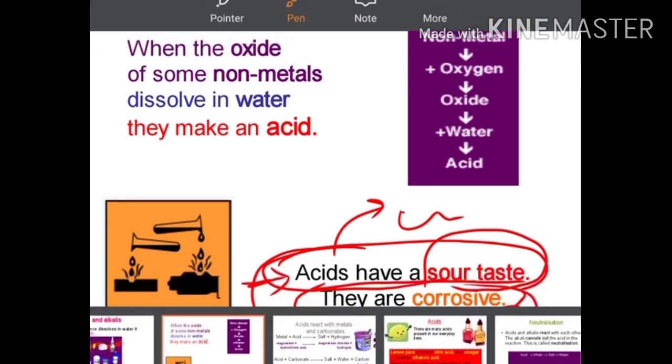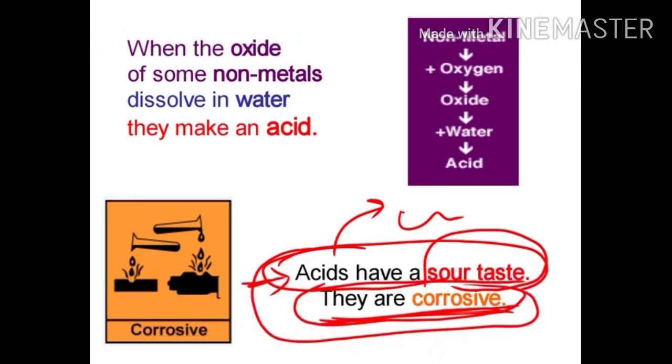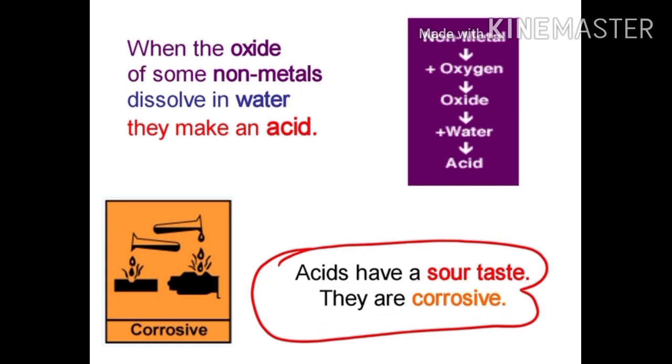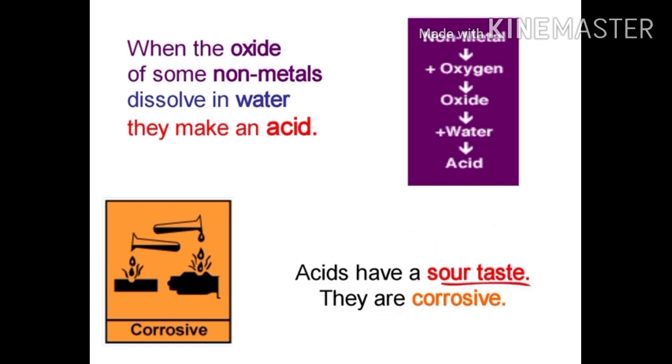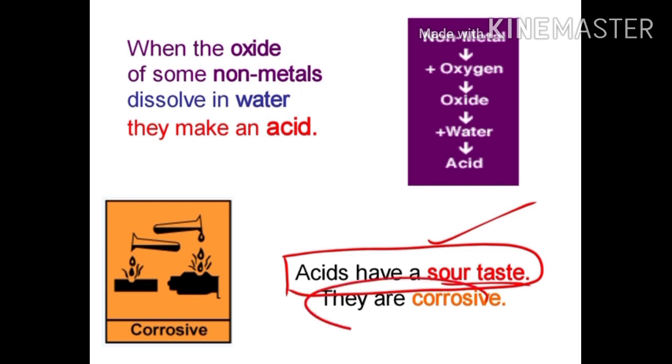So you can conclude that acids are sour in taste and they are corrosive in nature. One more thing: you may say that acids are sour in taste, that is okay, but are all acids corrosive? Definitely not. If the acids are in more concentration, the concentrated acids are corrosive, the dilute acids are not at all corrosive.